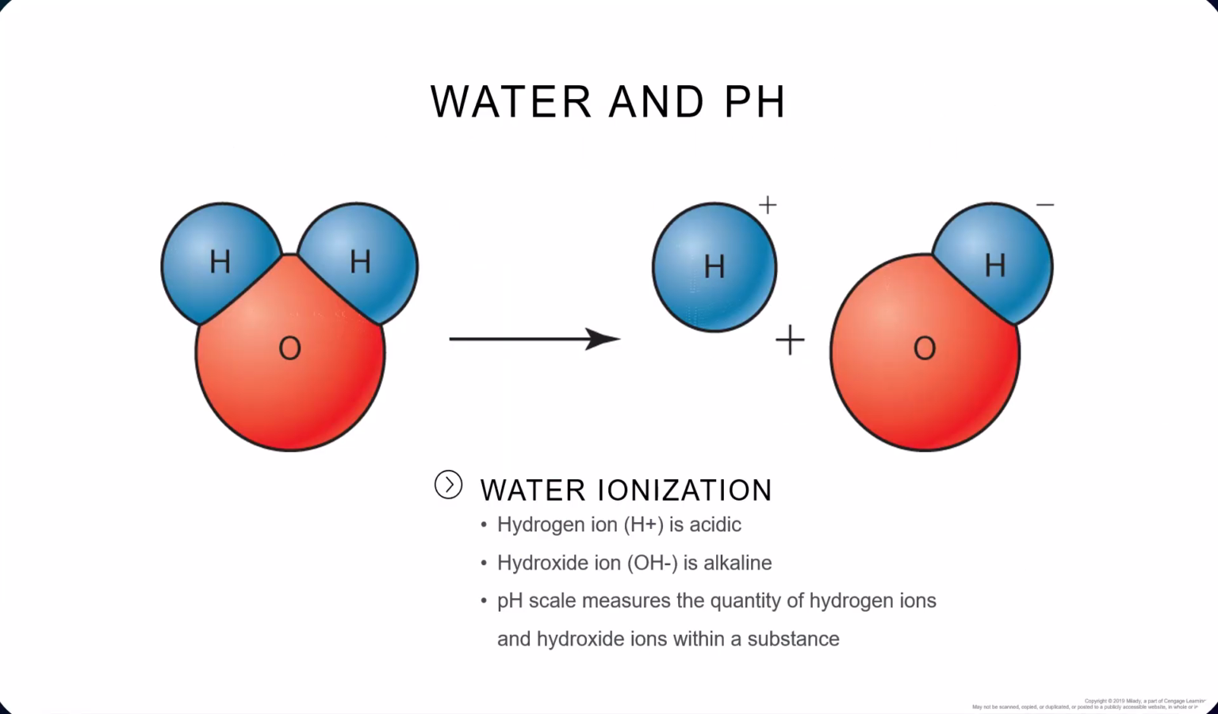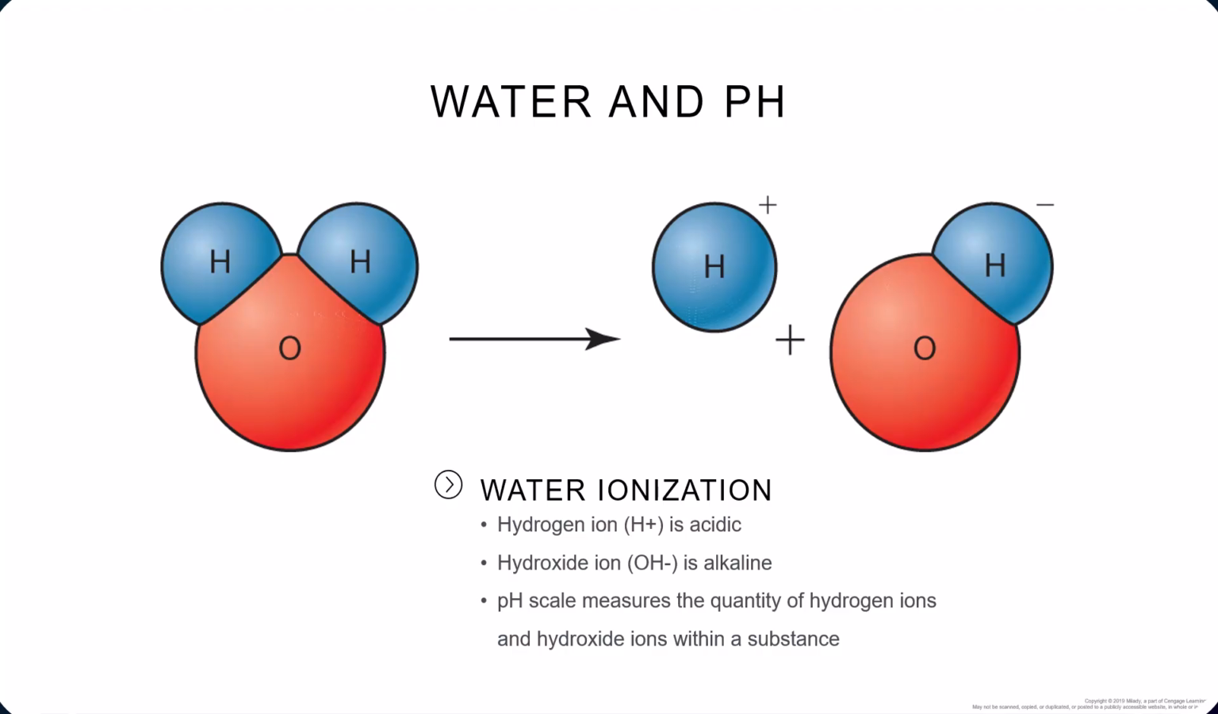In pure water, some water molecules will naturally ionize into hydrogen ions, and some will be hydroxide ions. The hydrogen ions are what are acidic. So hydrogen ions, being H positive, are acidic, and hydroxide ions, which are OH negative, are alkaline. So if something has more hydrogen ions, it's going to be more acidic. If something has more hydroxide ions, it's going to be more alkaline.